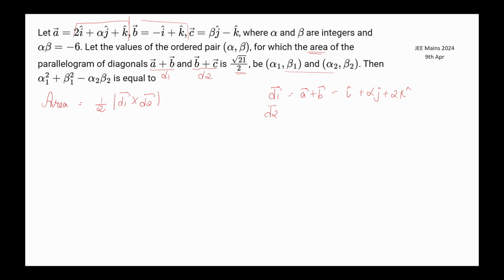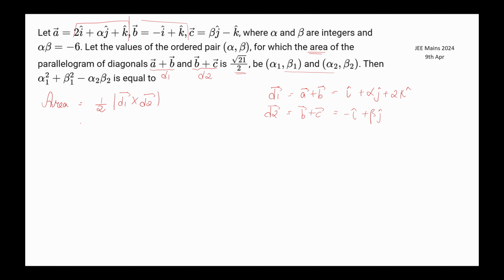Now let's find D2 vector, which is our B vector plus C vector. This can be written as minus I cap plus beta j cap, and k cap gets cancelled because the coefficient in B vector is plus 1 and the coefficient in C vector is minus 1. So from there k cap gets cancelled out.